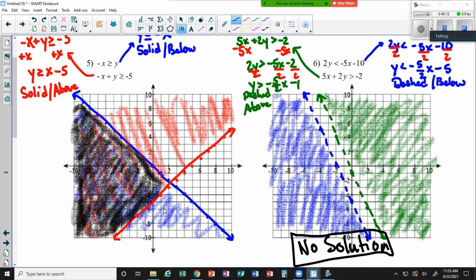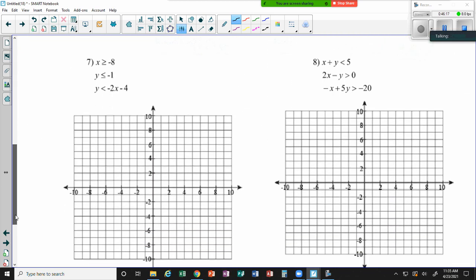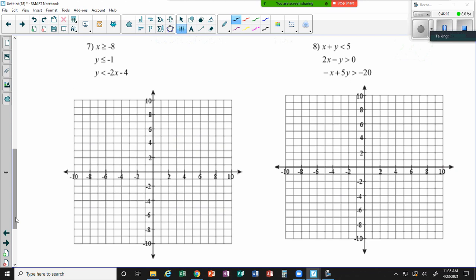Alright, let's try one with 3 equations now. Alright, go ahead and try number 7.